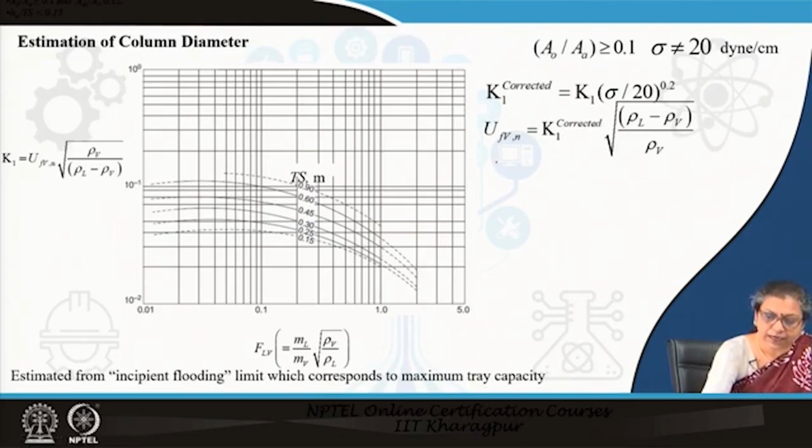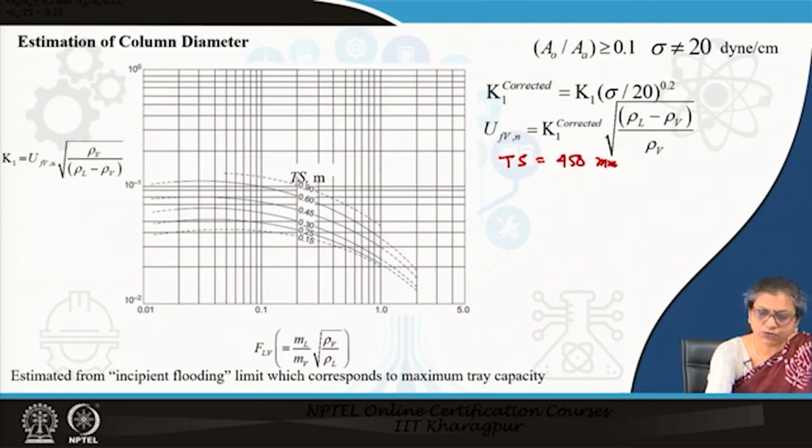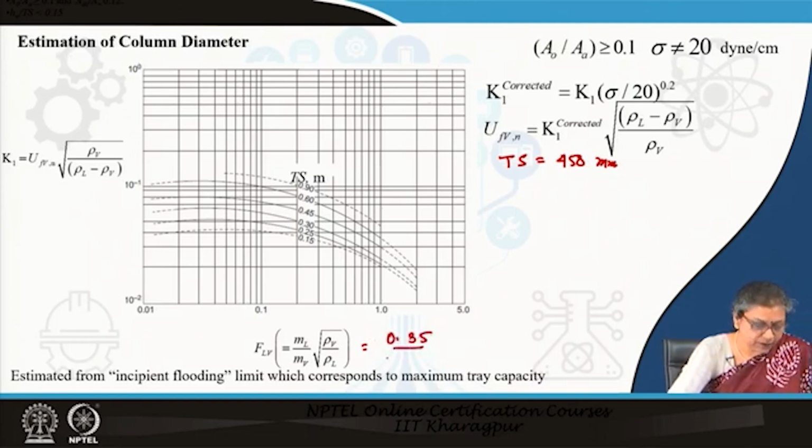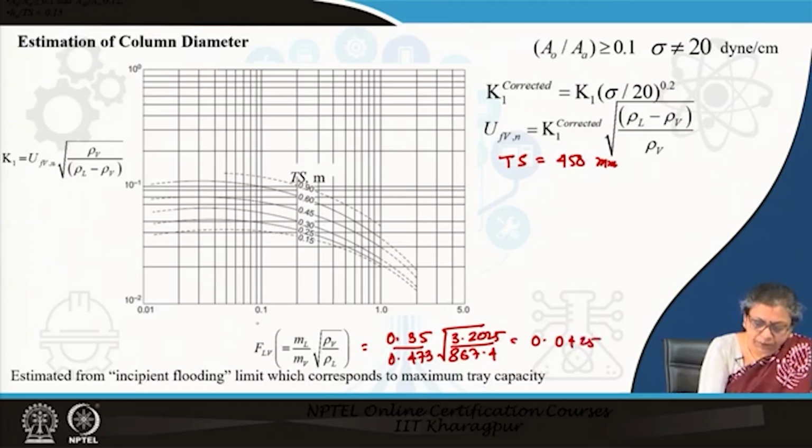In this case, we start with assuming T s equals 450 millimeters, right. Once T s is assumed, we are in a position to find out FLV. For our case, what is FLV? Based on our liquid flow rate and the vapor flow rate, I will put down the values, so that in case you have done anything wrong, you can check it. So, this gives you something like 0.0425.